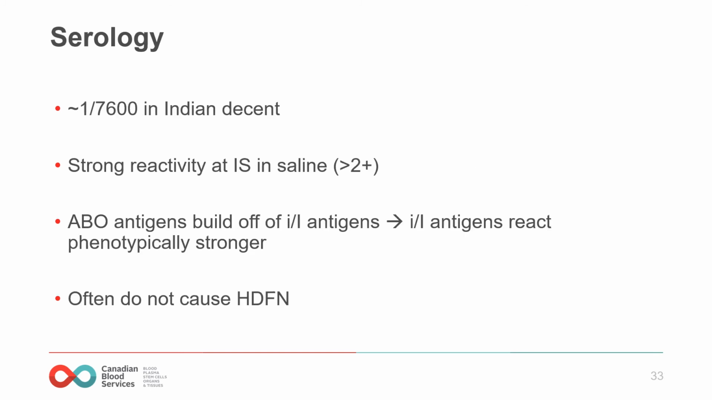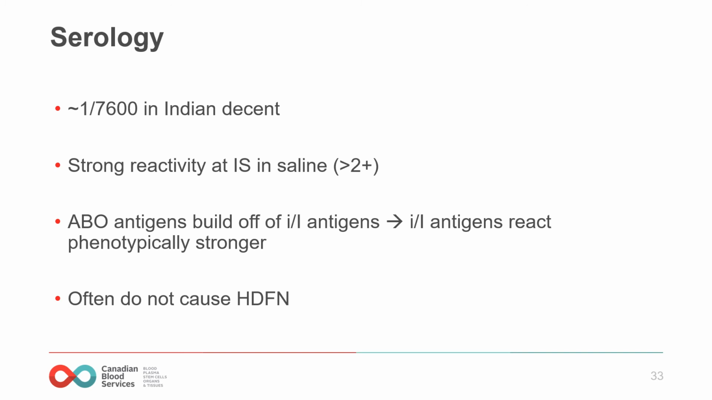Other important tidbits that you should know is that they occur in about 1 in 7,600 people of Indian descent. They react really strongly at immediate spin, usually greater than 2+. We usually see them a nice, strong 4+ reactivity. And because the ABO sugars are built off of other sugars, for example, the little i and the big I antigens, if you were to go and phenotype little i and big I or the P antigens, they'll phenotypically be stronger because the ABO antigens that are built on the end of them are missing.